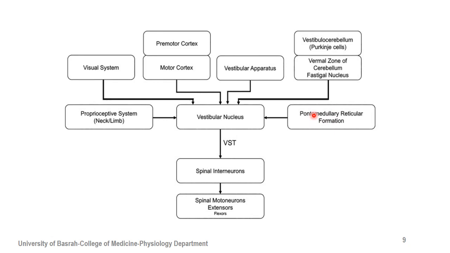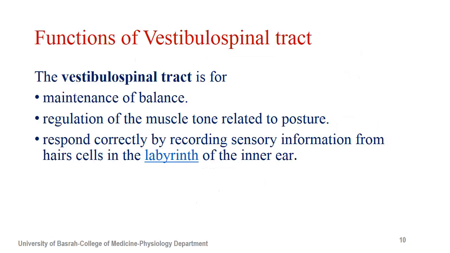We have a specific lecture about the cerebellum, with the reticular formation and the pontomedullary part between the pons and medulla oblongata, and with the proprioceptive system, which controls proprioception and position sense at the neck and the limb. Then it has a connection with the spinal cord interneurons through what's called the vestibulospinal tract, and it mainly acts on the extensors.